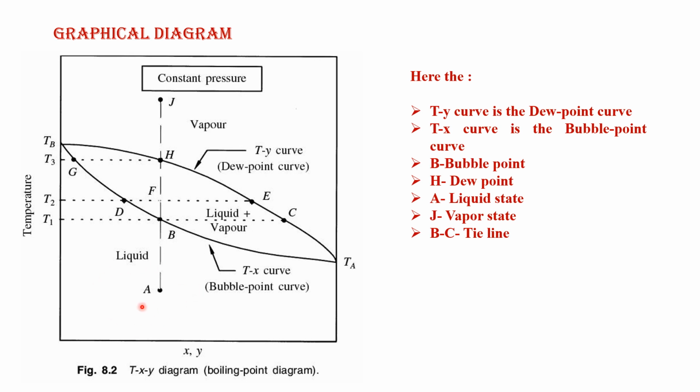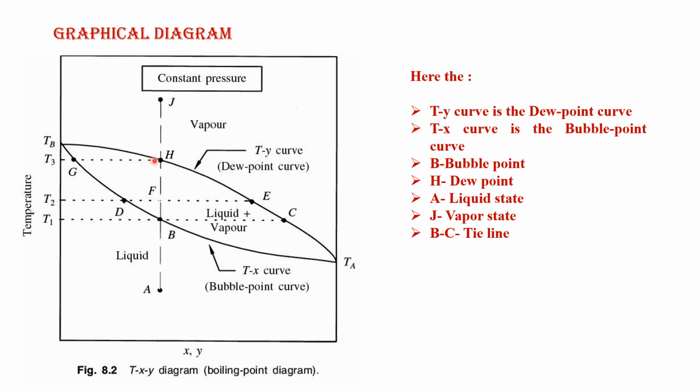To be more clear, the point A represents the liquid state, that is, below the lower curve the liquid is in a fully liquid state, that is, subcooled liquid. And then point B represents the bubble point and the point H represents the dew point, and the point J represents the vapor state, where the vapor is superheated vapor.